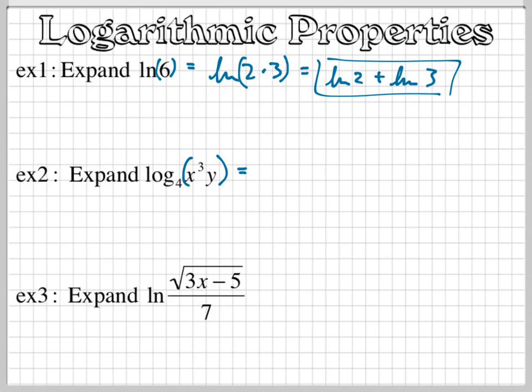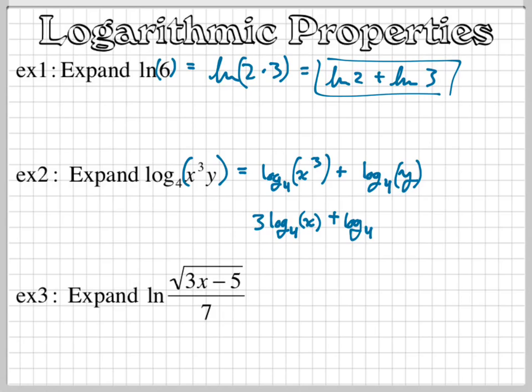So we write this as log base 4 of x to the third plus log base 4 of y, because the x to the third and the y are multiplying each other. Now there's one more thing I can do here, my favorite property. What is that one? Yeah, we can drop that 3 to say 3 times log base 4 of x plus log base 4 of y.